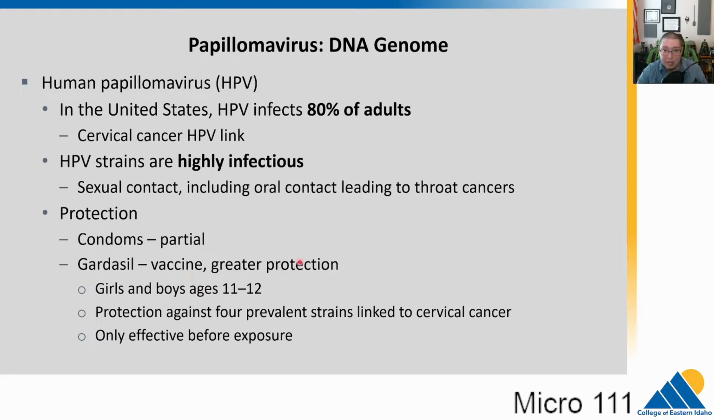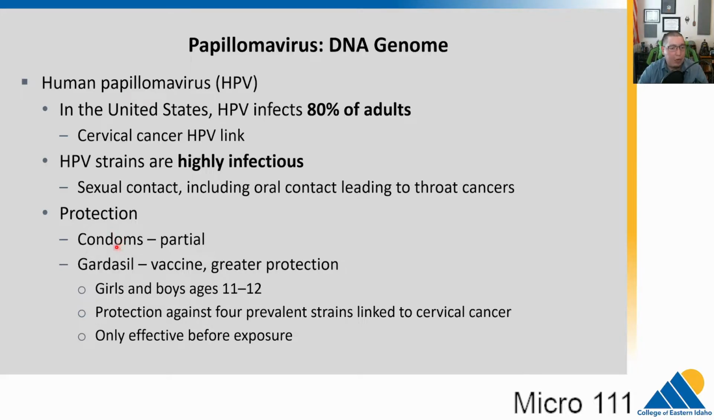Human papillomavirus has a DNA genome, as we said. There are many different strains. HPV infects about 80% of adults in the United States. Not all strains are linked with cancer. The biggest cancer risk generally is cervical cancer in women. Most strains are highly infectious. Any sort of sexual contact, including oral sex, can lead to contraction of this. So there are cases where oral sex can lead to throat cancers from HPV. Obviously, condom use is partial protection, and it prevents other sexually transmitted infections.